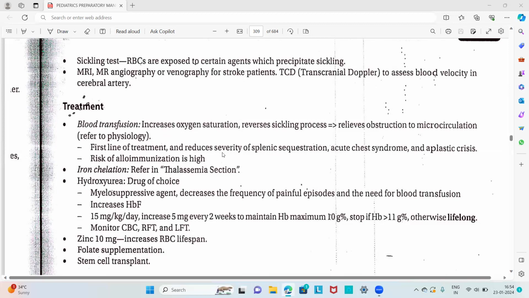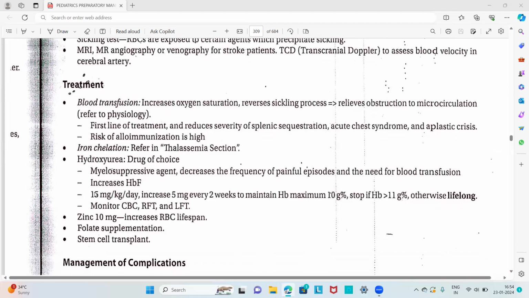Risk of alloimmunization is very high in the case of blood transfusion. Then also we have to go for iron chelation in the case of iron overload. Then the drug of choice is hydroxyurea. It is a myelosuppressive agent which decreases the frequency of painful episodes and the need for blood transfusion, and increases the fetal hemoglobin. 50 milligram per kilogram per day is used as a dose.